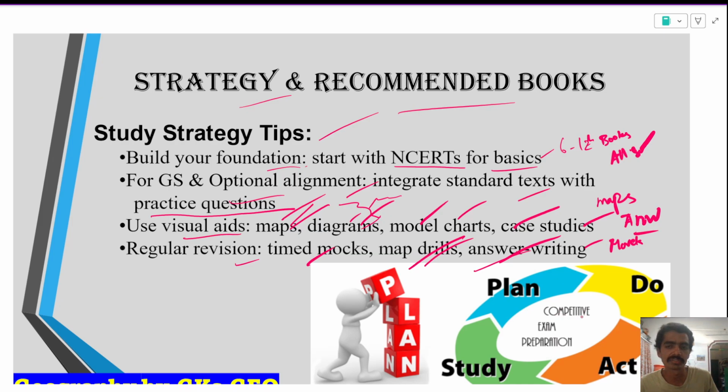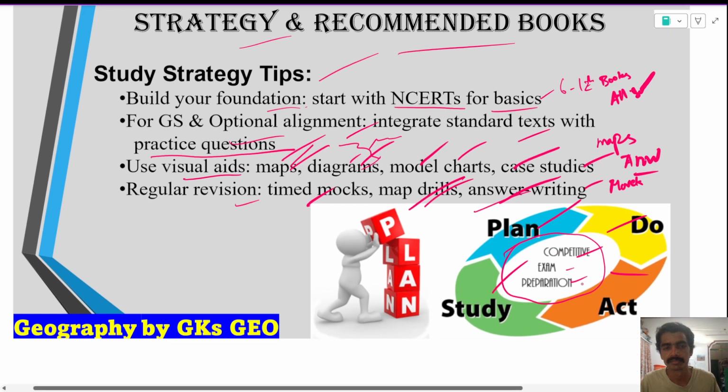For any competitive exam preparation, you have to plan, you have to do, you have to act, you have to study. All these four things merged will give the best results.